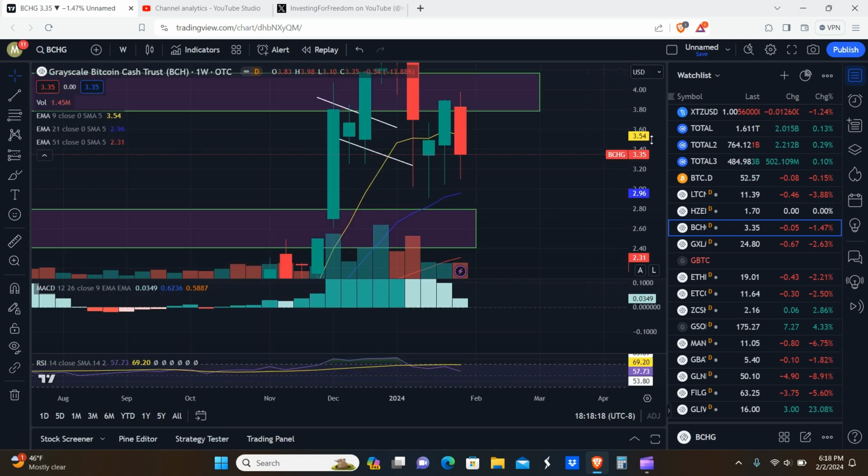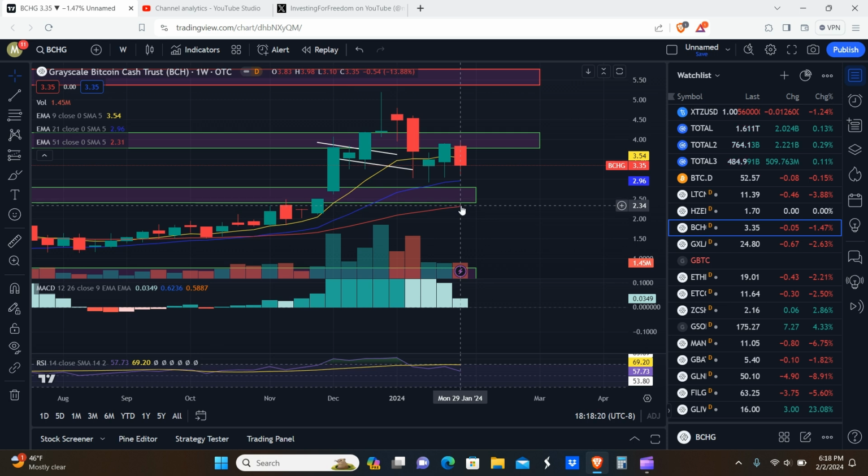I would say if this thing is going to bottom, it's probably going to bottom somewhere between $2.34 a share to maybe, I would say, somewhere around $2.75, $2.80, $3 a share, somewhere in there.